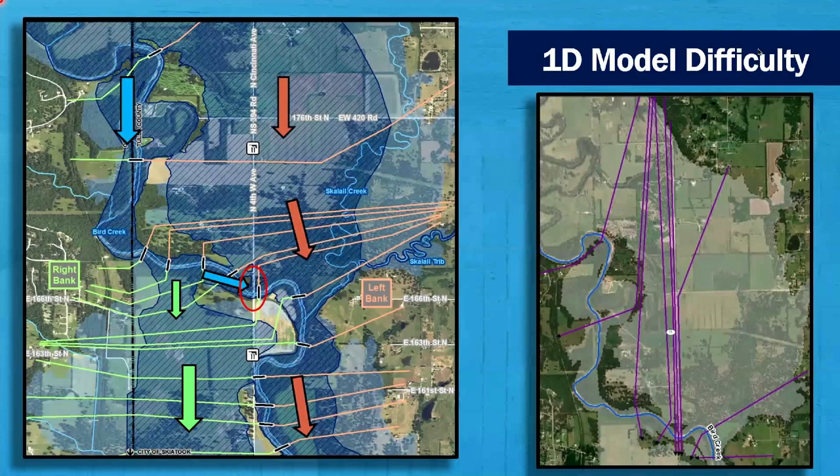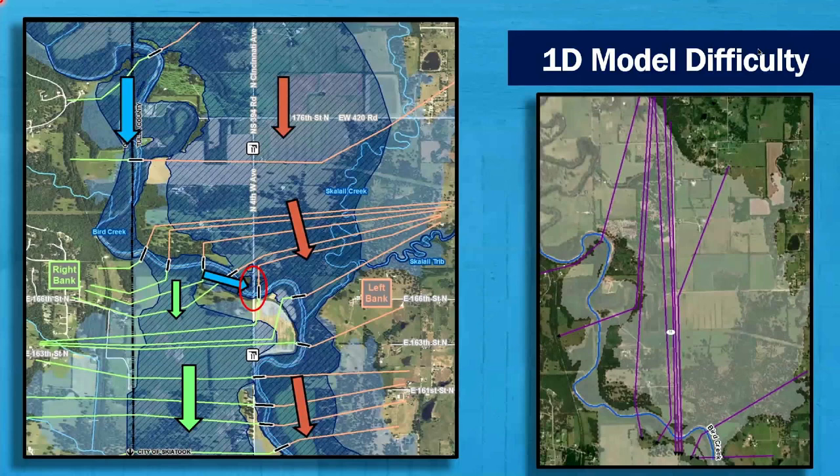Out of either of these layouts, the left one is actually probably the better option if you're going to do a 1D model. These cross sections are more oriented perpendicular to the floodplain and would work well to model the floodplain itself. It just does not lend itself well to a detailed model of the bridge.